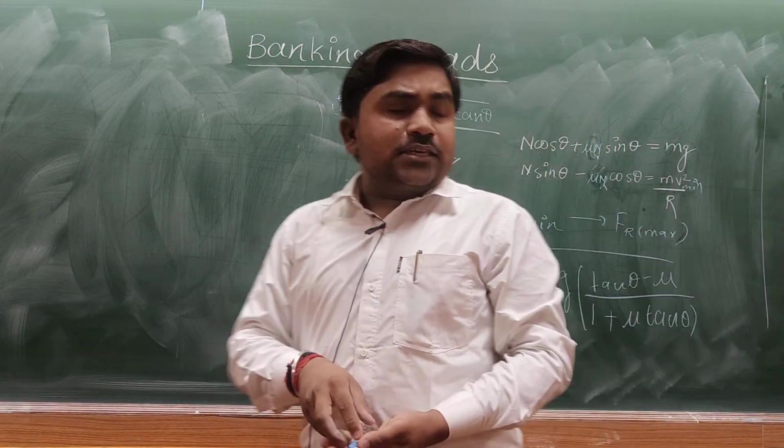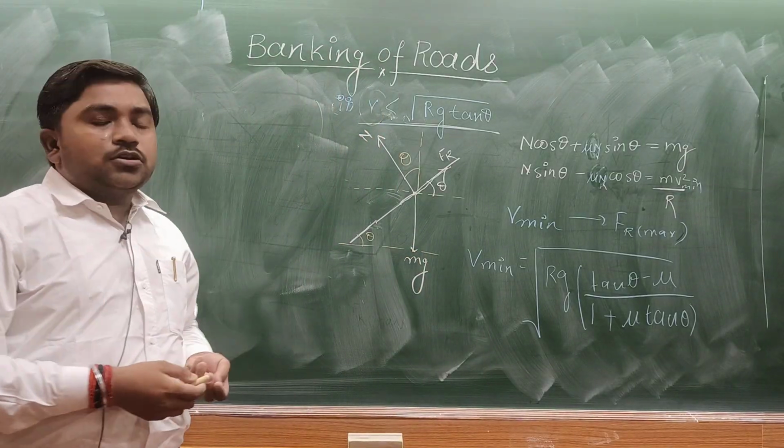So these were the three cases of the banked road and the horizontal circular road which we discussed.